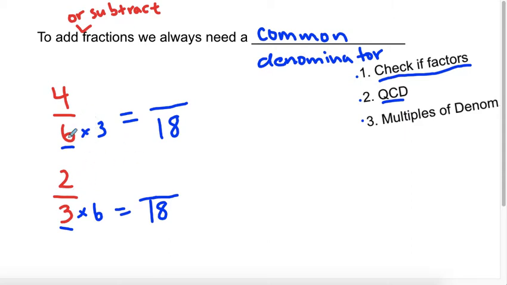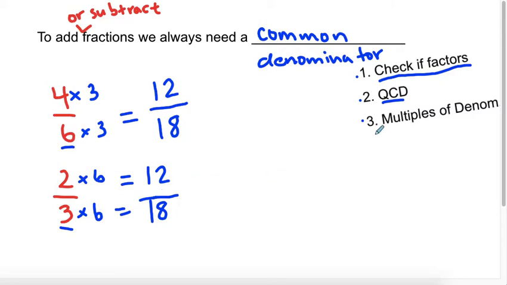Always, always, always, if you do something to the bottom of a fraction, you have to do the same thing to the top. So because I multiplied 6 by 3, I have to multiply 4 by 3, to get me an equivalent fraction to 4/6 with a denominator of 18. Same thing down here, multiply 3 times 6, need to multiply 2 by 6. And again, we see that these fractions are equivalent both to each other and to what we started with.